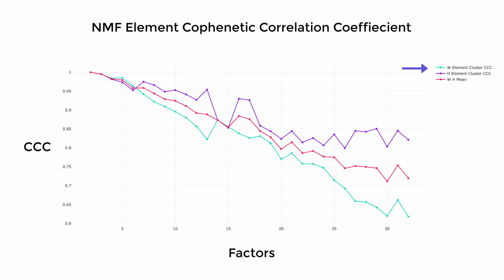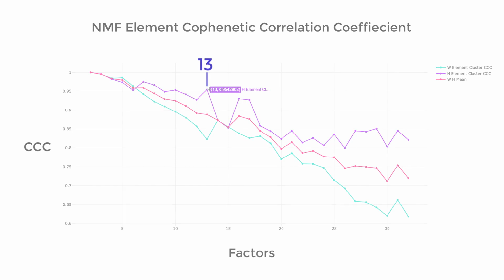In this plot, the green is the stability of the W, the purple line is the stability of the H, and the pink is their mean. In this case, 13 and 16 factors both look like good options, but we're looking for a simpler map, so we'll go with 13 factors. This means we're going to use the H and W matrices with 13 factors to make our map.